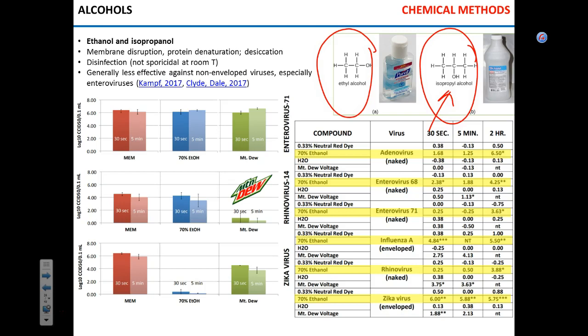So, the mechanism of alcohol action: membrane disruption and protein denaturation, mainly. It also sucks out the water, so desiccation, but mainly membrane disruption and protein denaturation. Now, it's really effective against bacteria, but not against spores. It's not sporicidal.